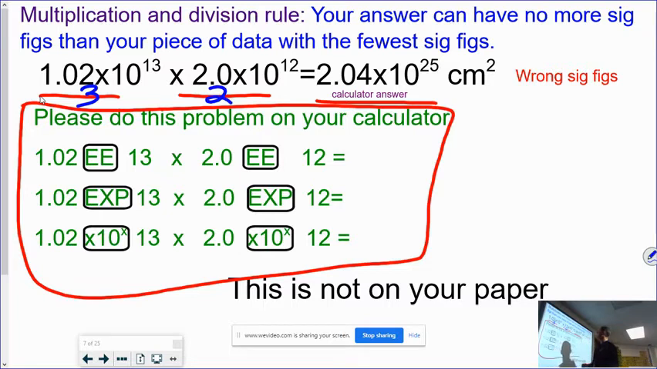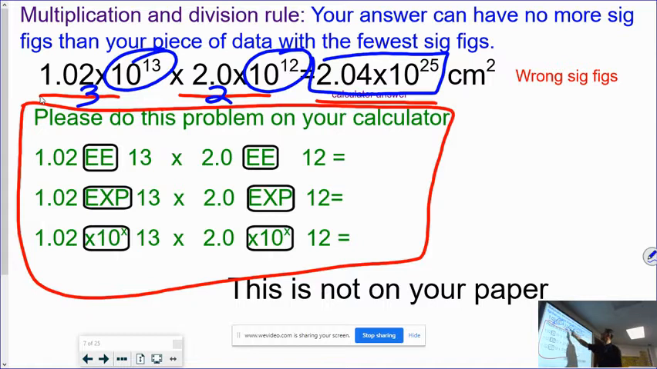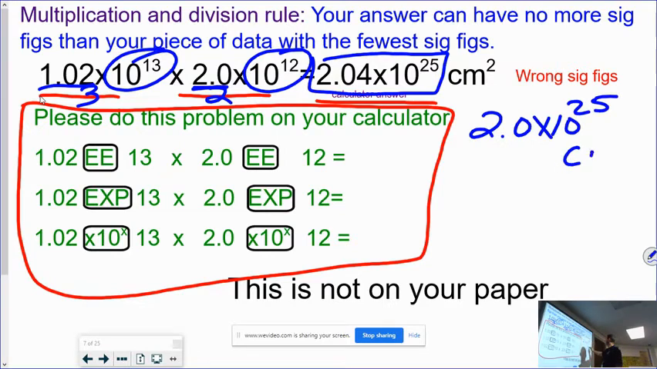Then restart the video. But if we look at this problem, we have 3 significant digits there, and we have 2 significant digits there. So according to the multiplication division rule, our answer can have no more significant digits than our piece of data with the fewest. So we got to write this with 2 significant digits. Please don't think that these are significant or those. They are not considered significant digits. We are just looking at those numbers in front of that multiplication sign. So in this instance, I would write this as 2.0 times 10 to the 25th centimeters squared. That's how I'd go about writing that.